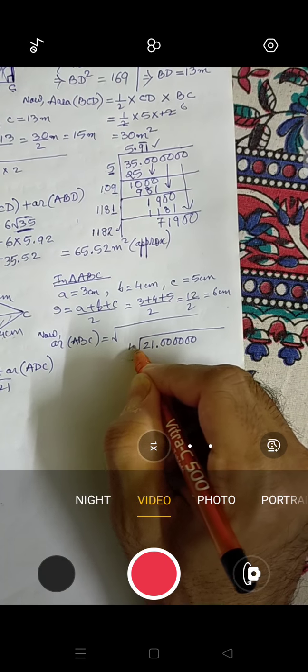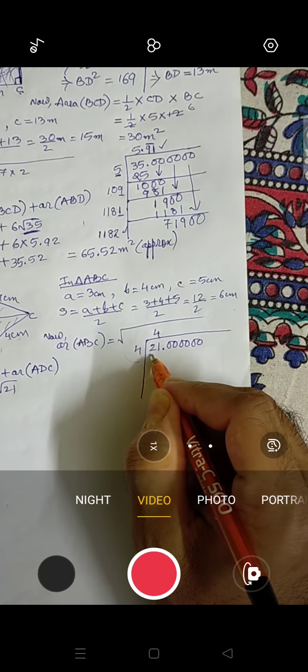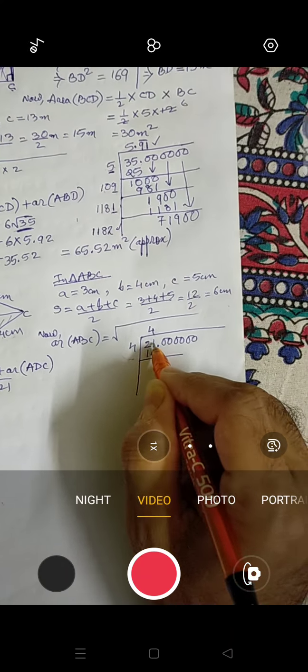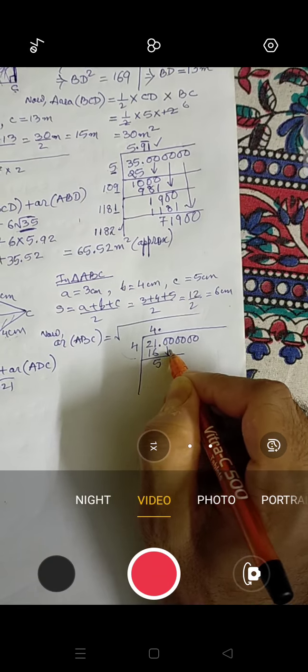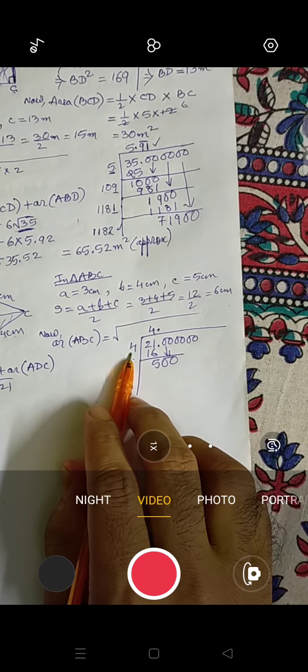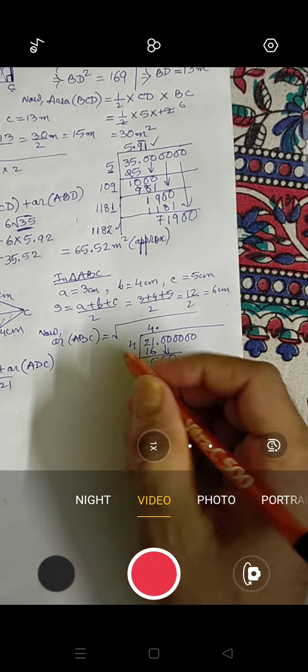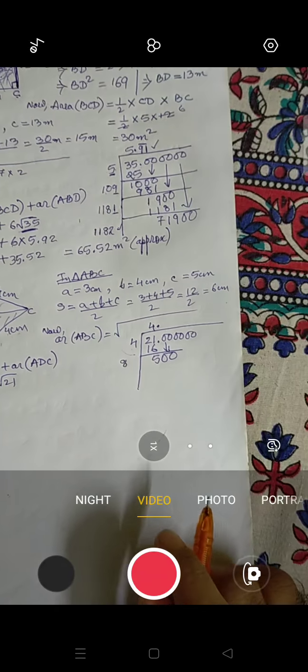We will take 4. 4 fours are 16. We are having 5 here. Now this decimal will transfer here, 2 zeros will come down. Now you have taken 4 here, so 4 will be added, that means you will be having 8.